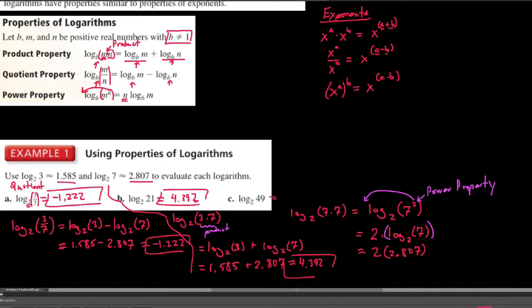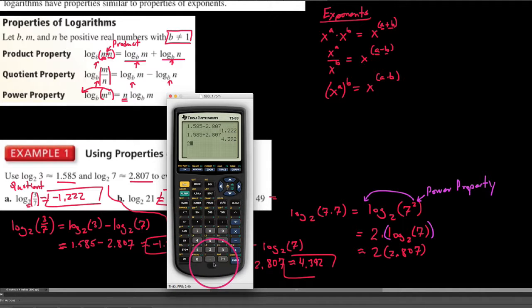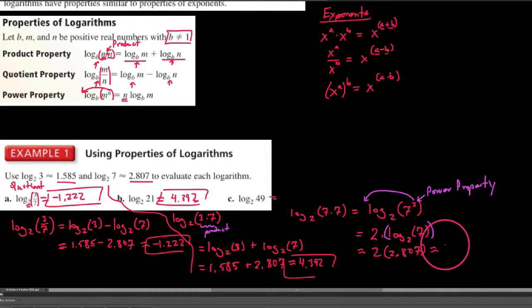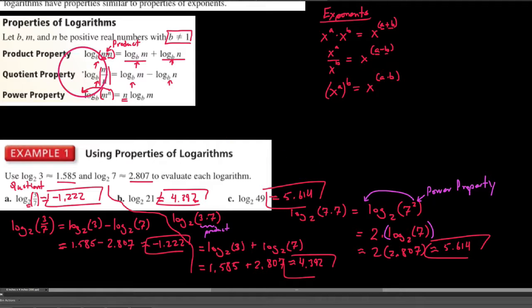So if we were to take that 2.807 and double it, we would get 5.614. So about 5.614. We'll throw a box around this, and then we'll come up here and say that this then must be about 5.614 by the properties that we have listed above.